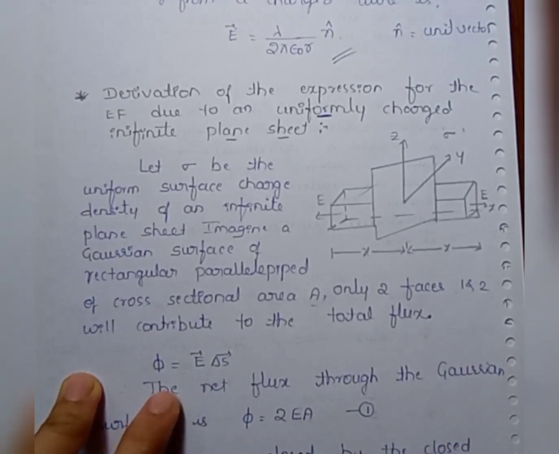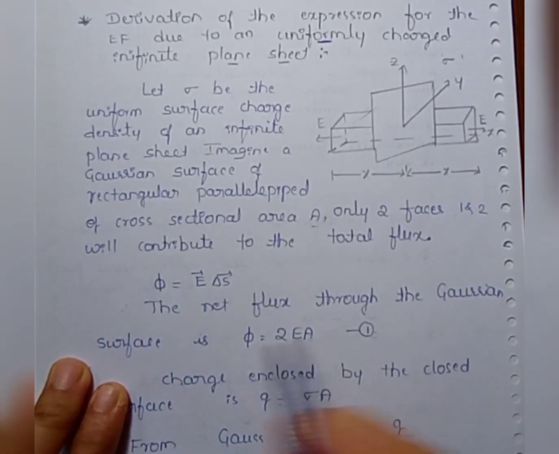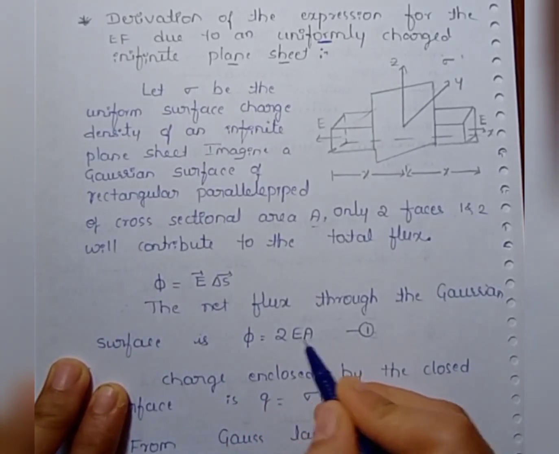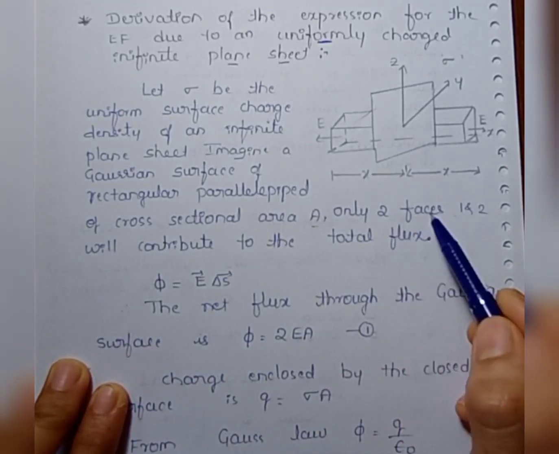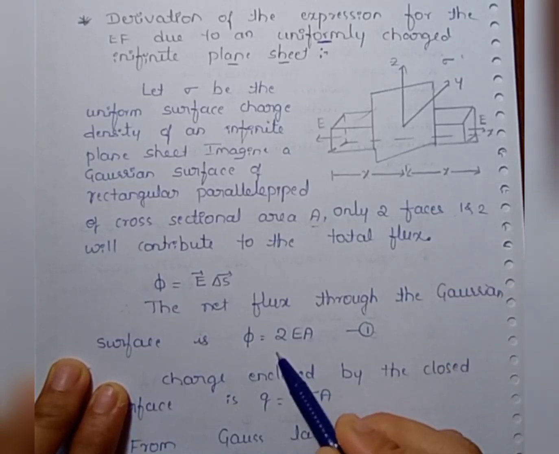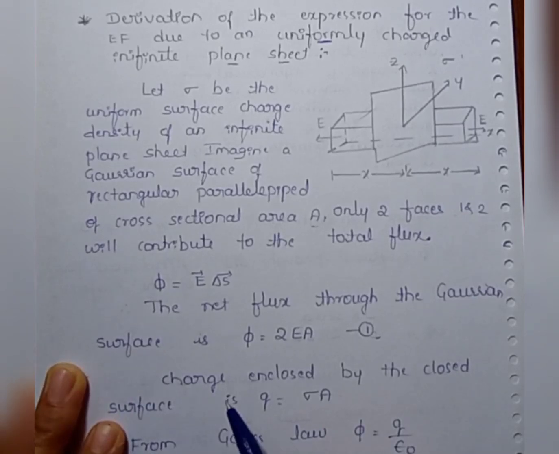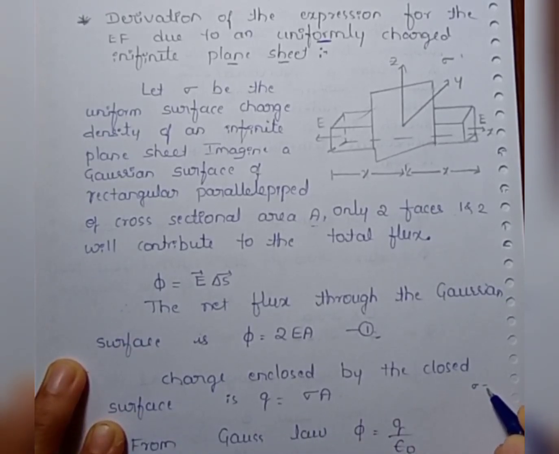So flux can be written as E into delta S. Therefore the net flux through the Gaussian surface is flux phi is equal to E into A, but since 2 faces contribute to the flux, it gives 2 into EA. That is the first expression. The charge enclosed by the closed surface is Q is equal to sigma into A. We know that surface charge density is the charge per unit area.